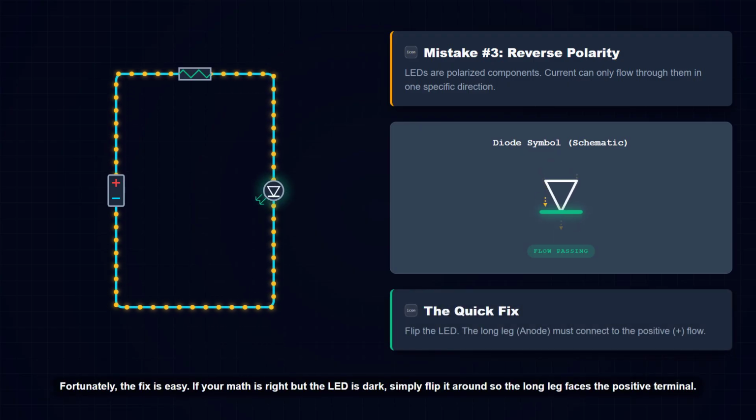Fortunately, the fix is easy. If your math is right but the LED is dark, simply flip it around so the long leg faces the positive terminal.